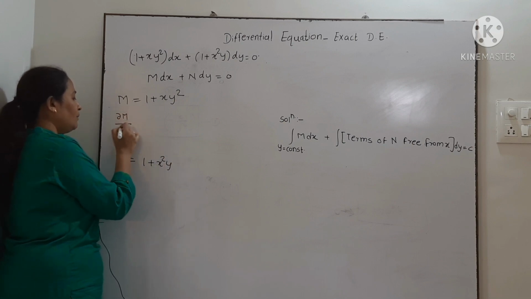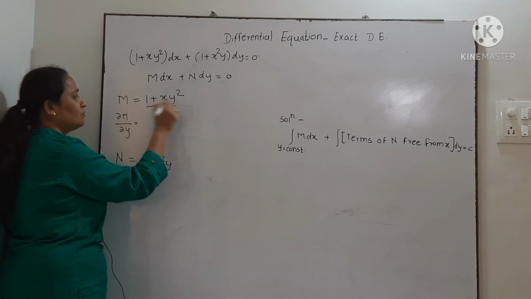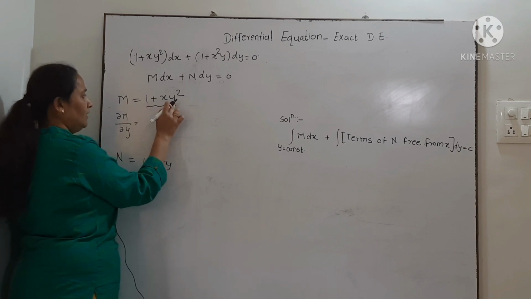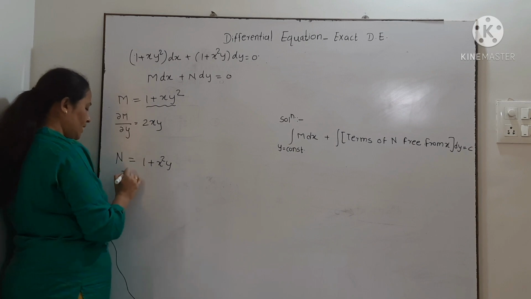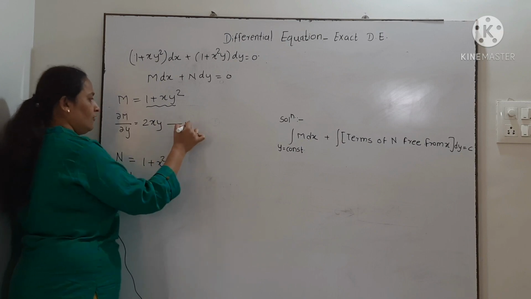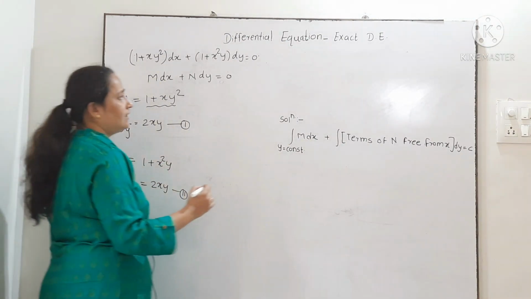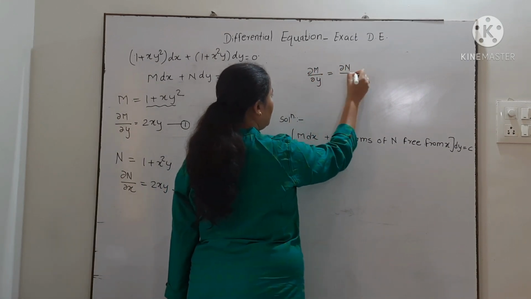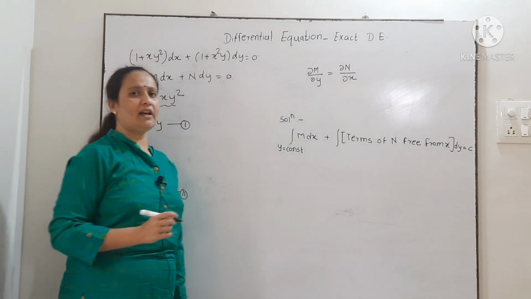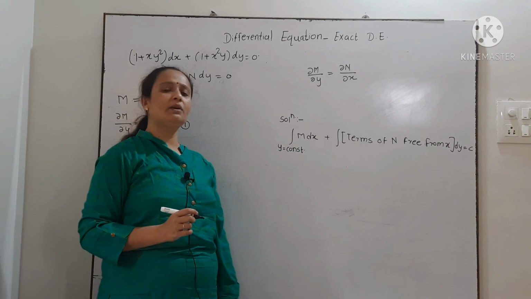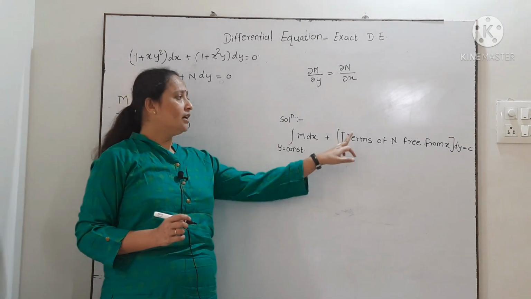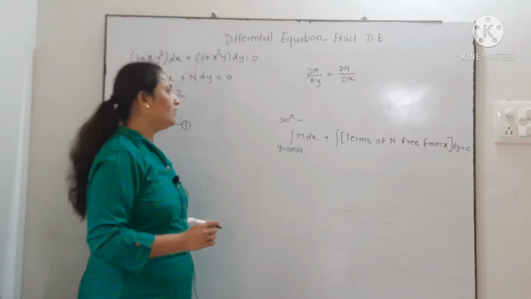Now ∂M/∂y, that is the derivative of this with respect to y. 1 is constant, the derivative of a constant is 0. The derivative of y square is 2y, and this x, so this is 2xy. Similarly, if I find ∂N/∂x, this is again 2xy. From equations 1 and 2, we can say that ∂M/∂y equals ∂N/∂x, which implies the equation is exact. If the equation is exact, its solution will be given by integral of M dx treating y as constant, plus integral of terms of N free from x dy, equal to c.